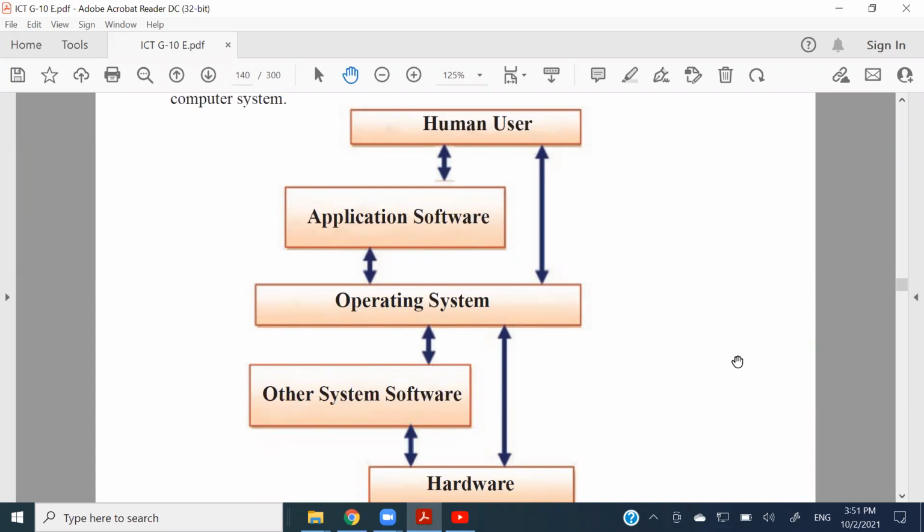Then the application software is also interacting with the operating system. Without interacting with the operating system, it won't be able to run, right? Because the operating system is the one providing the facilities for that application software to run. What are the facilities? The operating system will allow that application to load into the memory. It is the one helping, because application software is installed on your storage device.